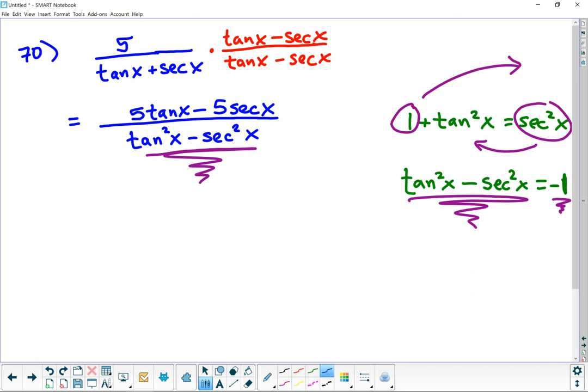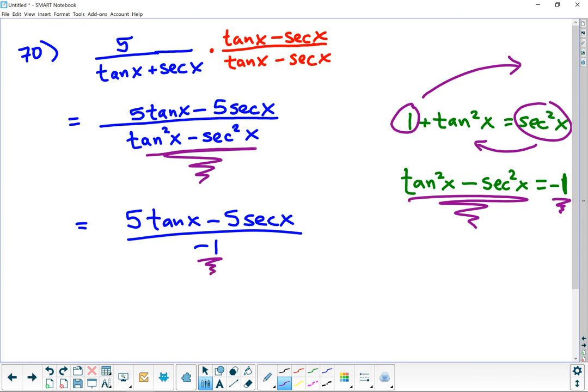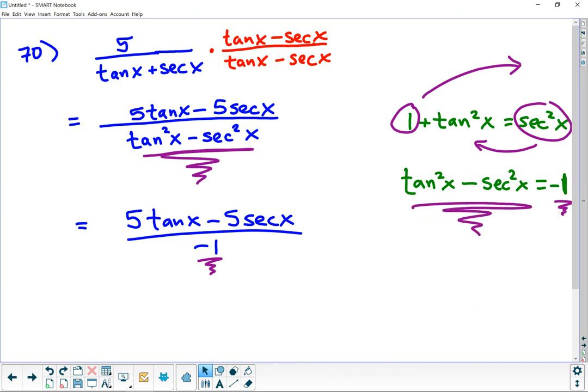So with that being said, we have 5 tangent x minus 5 secant x over negative 1. Because remember, we're replacing that negative 1 with this right here, just like how we replaced negative 1 with this right here.